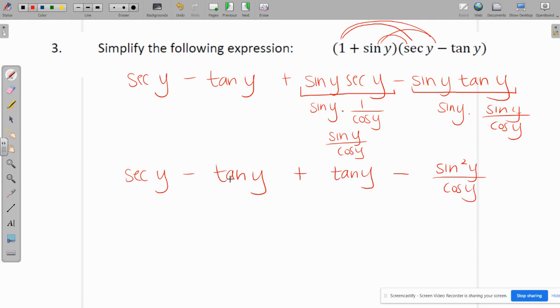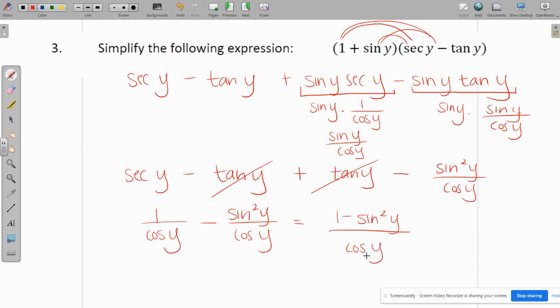So I can see here that we actually have a positive and a negative tangent. So those would simplify. And then, instead of having 3 different trig functions, I'm going to rewrite secant of y as 1 over the cosine of y minus sine squared over cosine of y. And that's beneficial because now these are 2 fractions with the same denominator, so I can subtract them. So we would have 1 minus sine squared of y over the cosine of y.